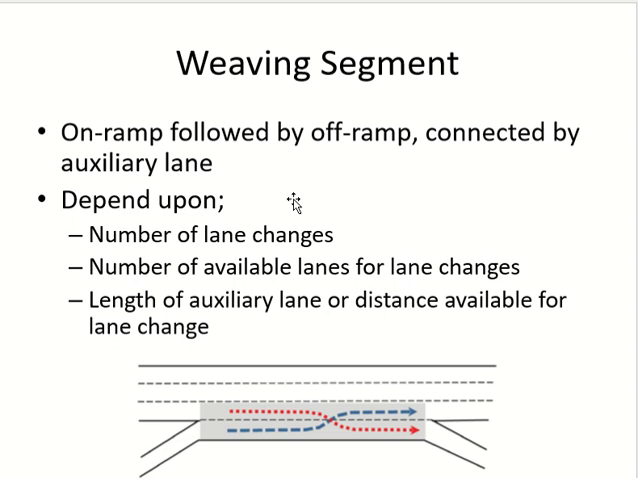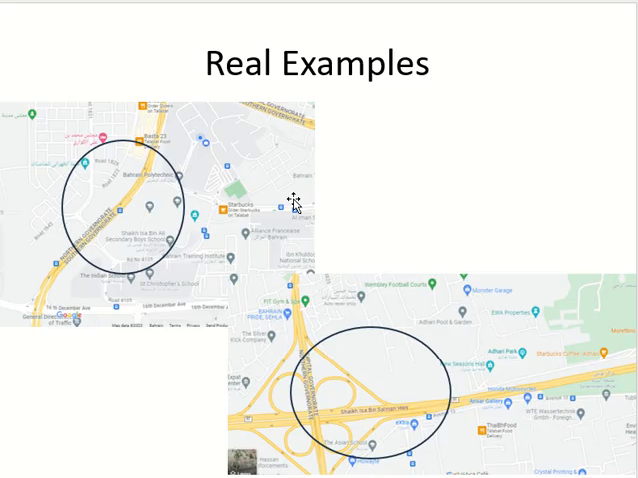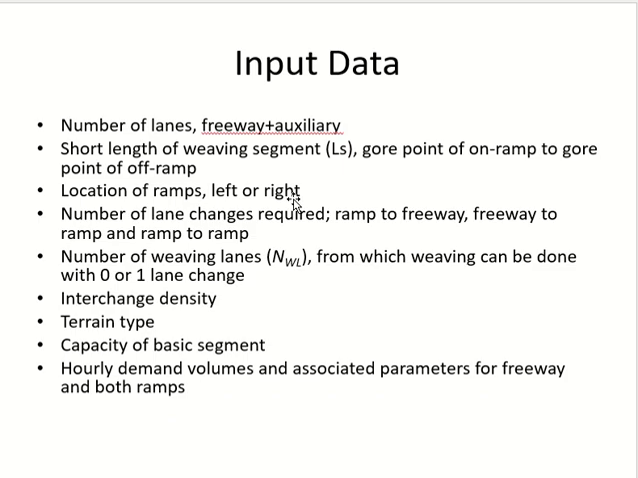We call it what? We call it the gore point. So all distances related to the ramps are measured from the gore point. If you have to measure a distance to an upstream ramp or downstream ramp, all the distances we mentioned, deceleration length, acceleration length, all of them are from the gore point. And what is the gore point? The connection between the ramp and the freeway, the connection point.